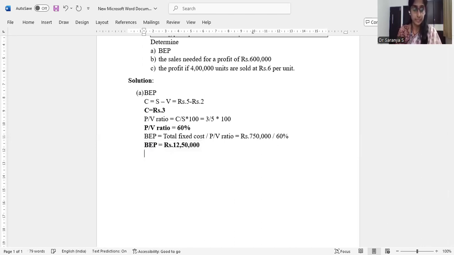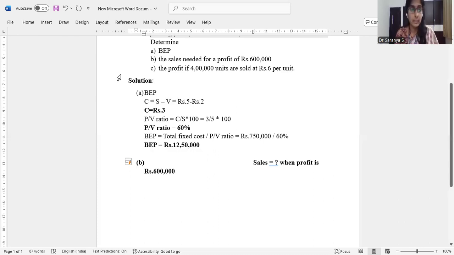And the next one. The second point, look at the question: determine the sales needed for a profit of rupees 6 lakhs. So here we have to find out the sales when the profit is rupees 6 lakhs.